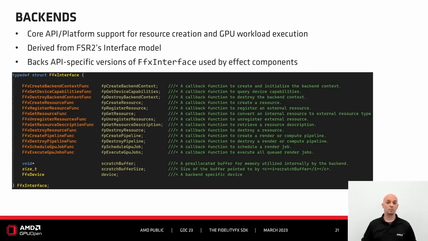Now, all of our effects components rely on a backend-specific implementation of our FidelityFX SDK interface. This interface was largely derived from the interface model developed for FSR2 and expanded upon in order to properly back all features we currently support. The backends are API or platform-specific implementations of all required interface functionality, plus whatever code is necessary to make everything work. The SDK will initially ship with three backends: native DX12 and Vulkan, and a custom backend expressing the interface functionality in terms of our API-agnostic graphical framework, Cauldron.